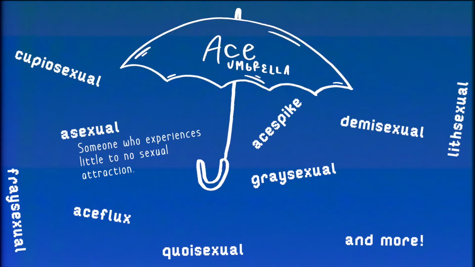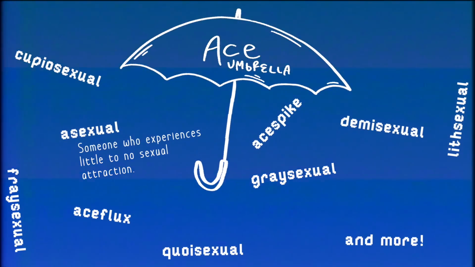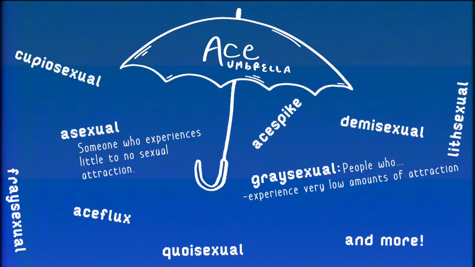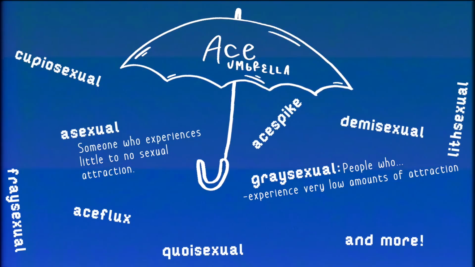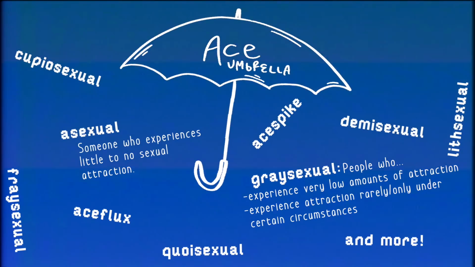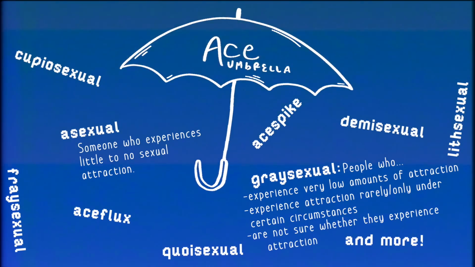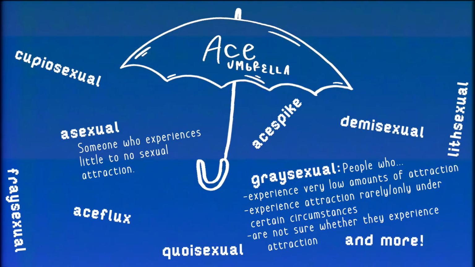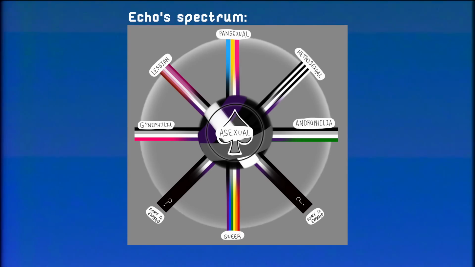Grey sexuality, or grey asexuality, refers to people who experience very low amounts of sexual attraction, people who experience attraction very rarely or only under certain circumstances, or people not sure whether they experience attraction. This is where that might fall on a spectrum. So that's kind of what this is based on. If you were asexual, you'd be right in the center, and the outer rim is more Z-sexual or allosexual.